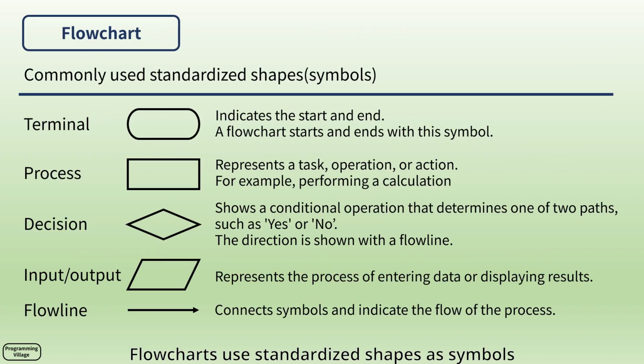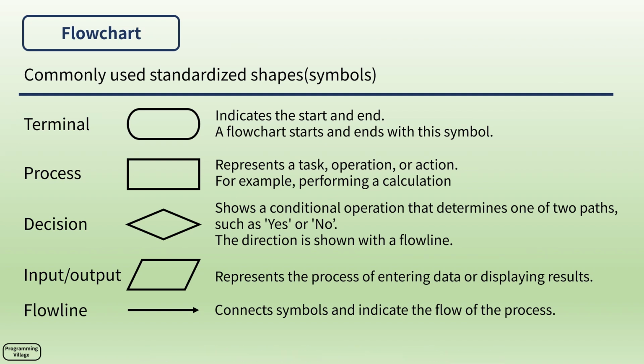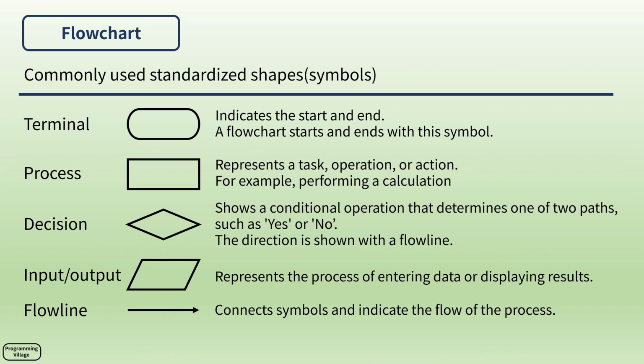Flowcharts use standardized shapes as symbols. Here are the commonly used symbols. This symbol is called terminal, indicating the start and end. A flowchart starts and ends with this symbol. This symbol is called process. It represents a specific task, operation, or action. For example, performing a calculation.